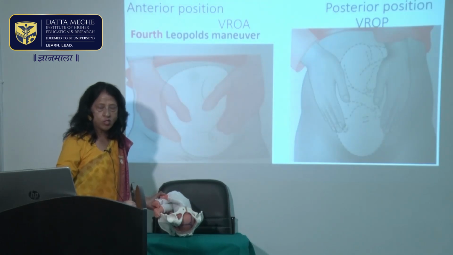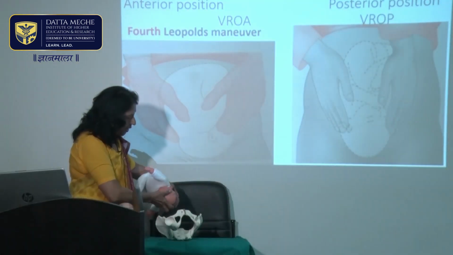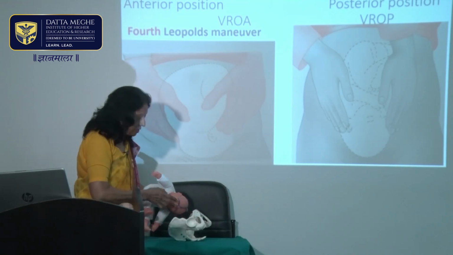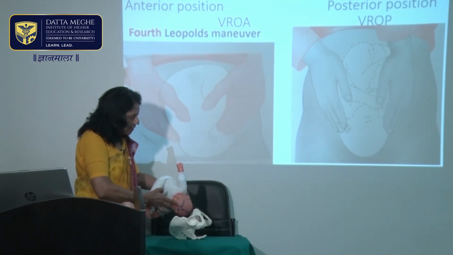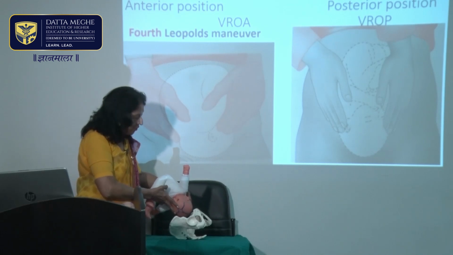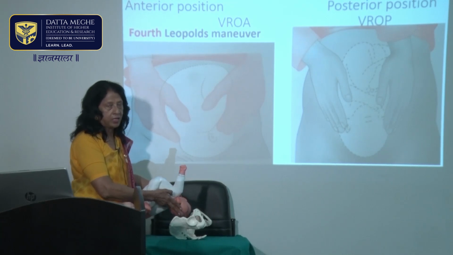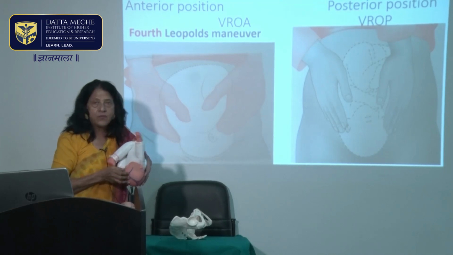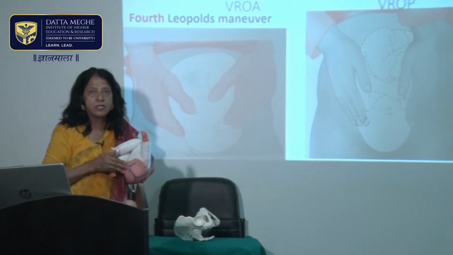The fourth maneuver also helps to understand whether it is a deflexed head or a well flexed head. Suppose I palpate on this side: on the side of the limbs I can make out the sinciput, and on the side of the back I can make out the occiput. When the sinciput is at a higher level, it is a well flexed head. When the sinciput goes down and both sinciput and occiput are at the same level, it is a deflexed head. So, it is very simple. I determine the position of the sinciput and occiput.